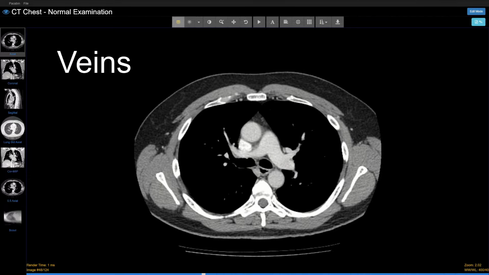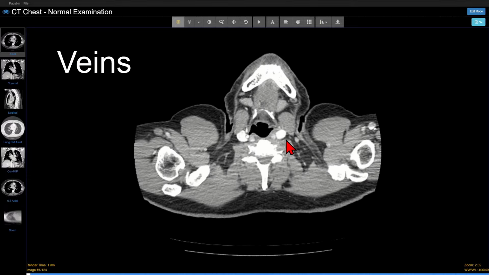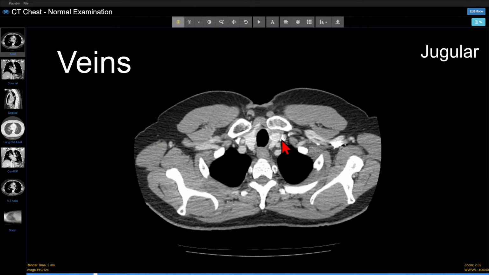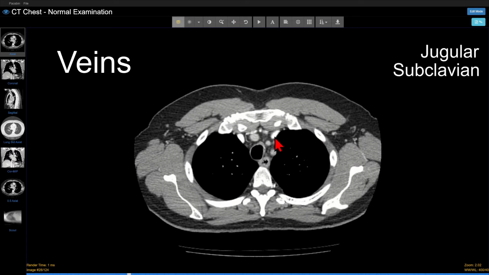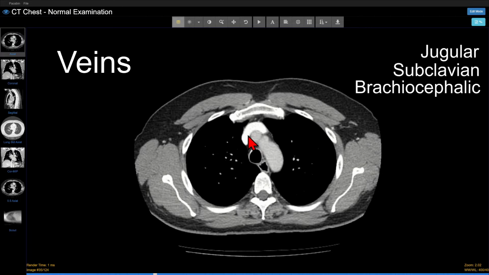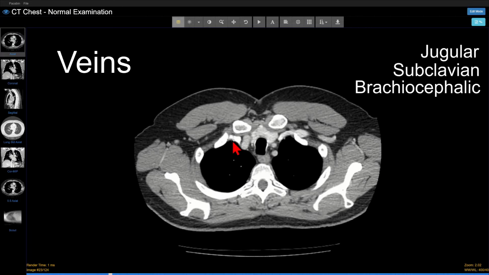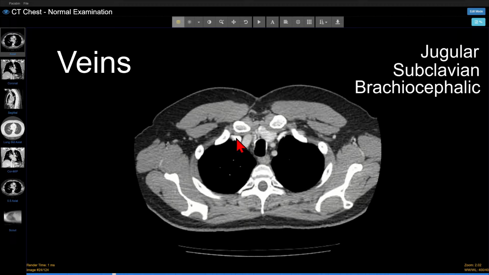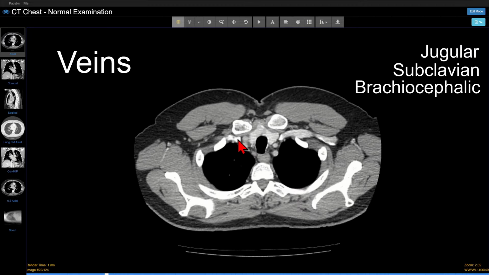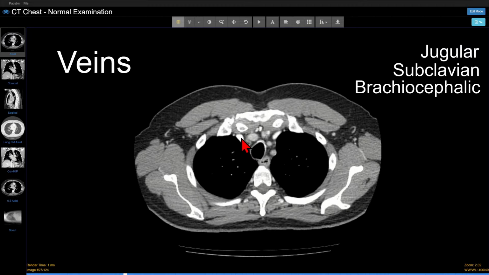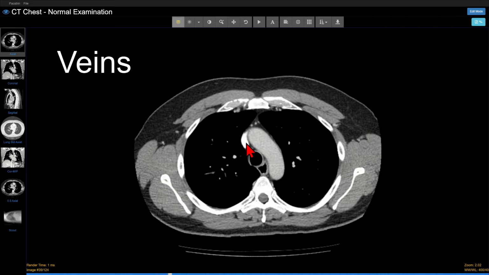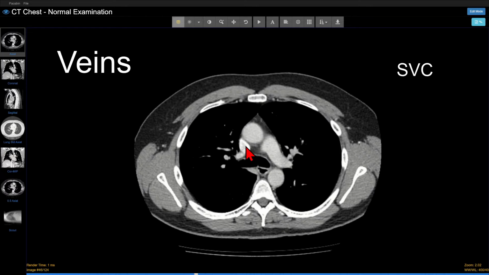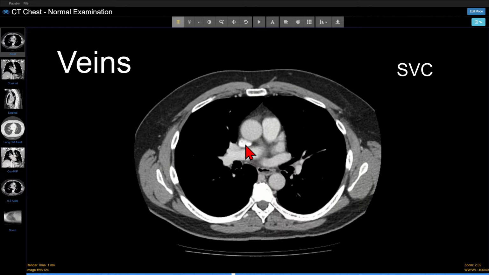Major veins to know include the left jugular vein, which joins the left subclavian vein here to become the left brachiocephalic vein. Similar on the right, the right subclavian vein and right jugular vein join to make the right brachiocephalic vein. The two brachiocephalic veins join to become the superior vena cava, which joins the right atrium.